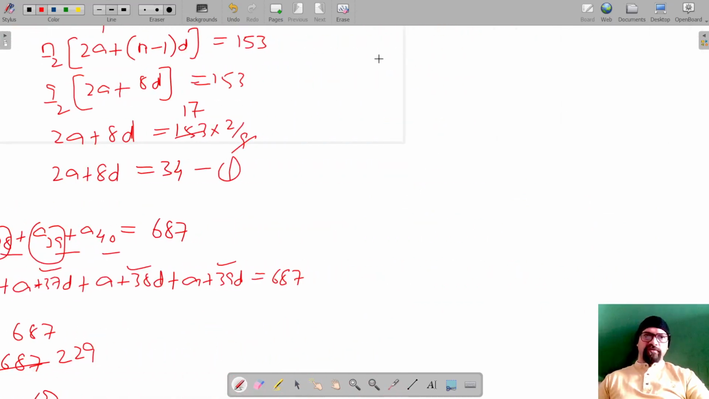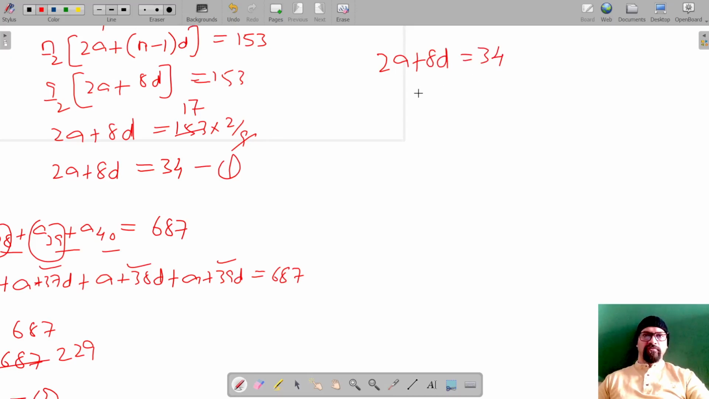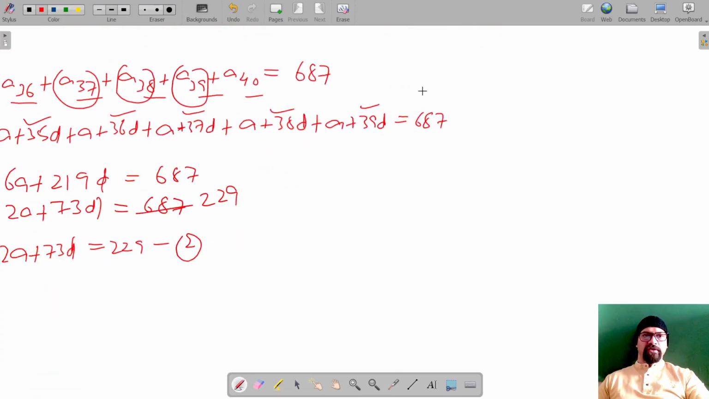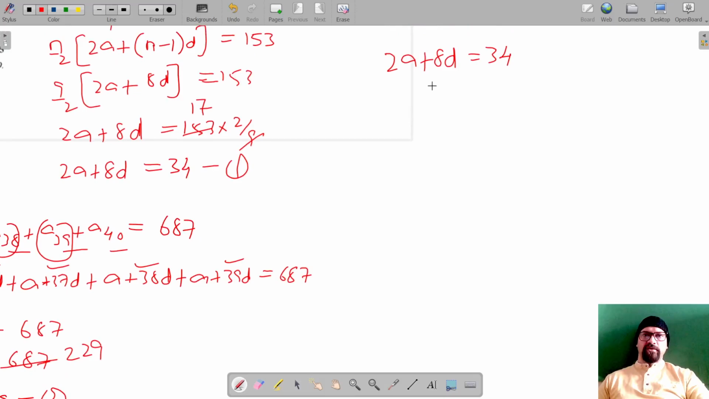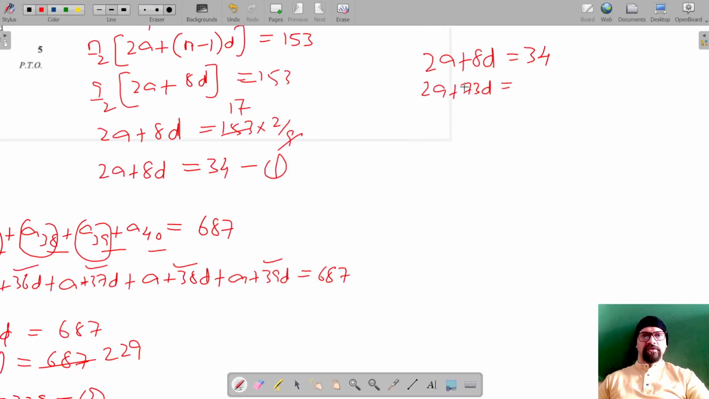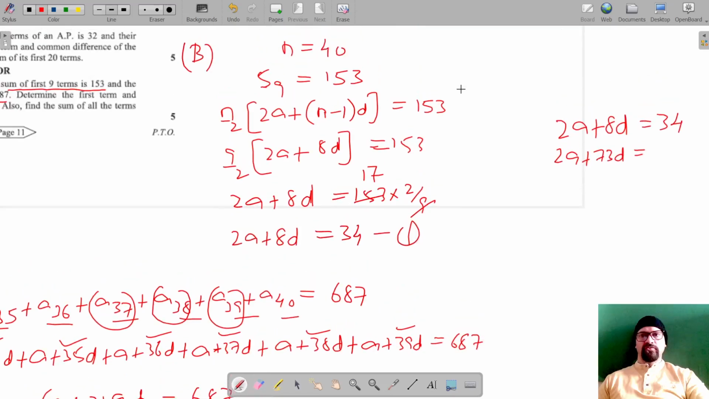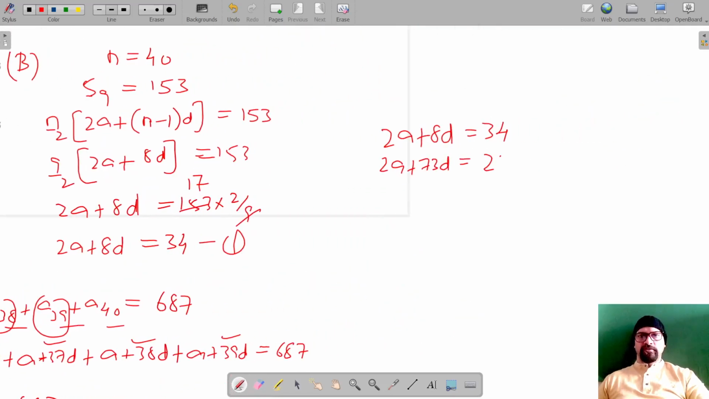Now we are going to solve the first and the second equation. So let's subtract them. So 2a plus 8d is equal to 34, the first equation, and the second is 2a plus 73d is equal to 229. I'm going to subtract these equations by changing the signs of the terms of the second equation. This gets cancelled.